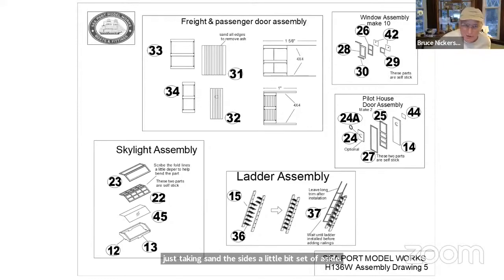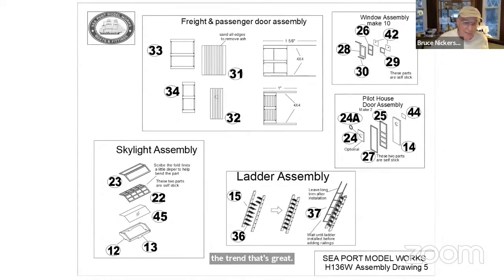Now we're going to do the passenger door assembly. The passenger door assembly is basically the same thing, but it's only two parts. It's number 32, which is your basic door, and then 34 is the trim. That's going to go on top of 32.